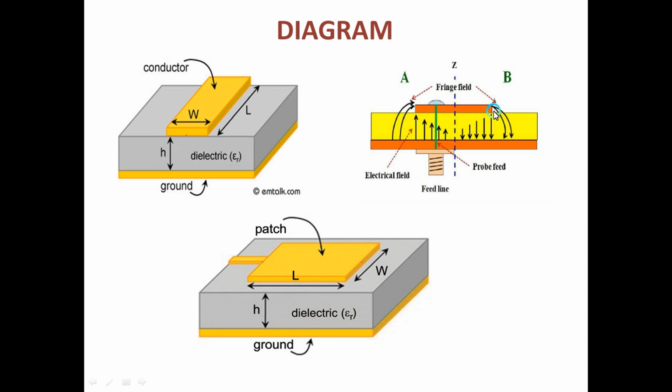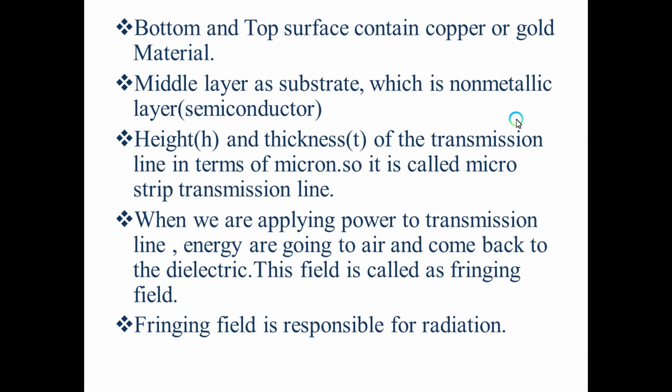How the fringing field radiates, go back to my previous video on the rectangular microstrip patch antenna, in which I deeply discussed fringing fields. The fringing field radiates into air and substrate. It contains both media, so it is called quasi-TEM mode. Then the last point: the fringing field is responsible for radiation.